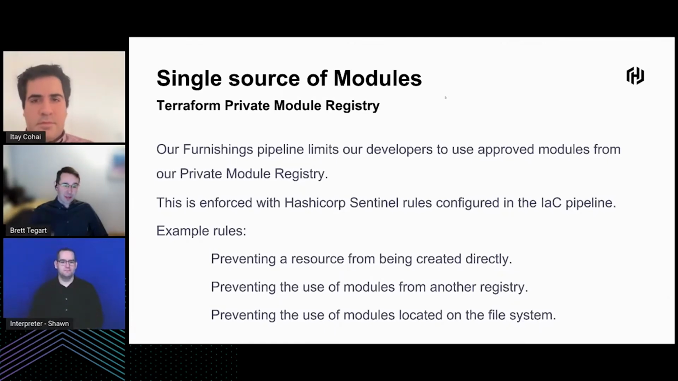And some of these rules are fairly straightforward. You can't build a resource directly. You have to use modules. You can't pull modules from a different registry or from your local file system. And these rules are just copy and paste. HashiCorp has an excellent GitHub repository full of the example Sentinel rules. We were able to pull these out and make some minor modifications, and we're all done.